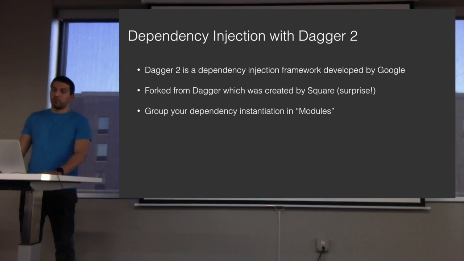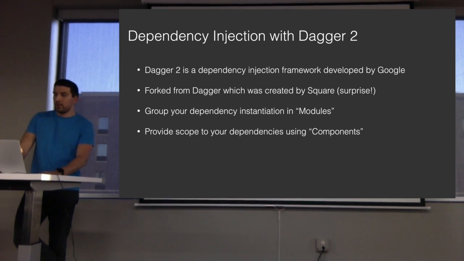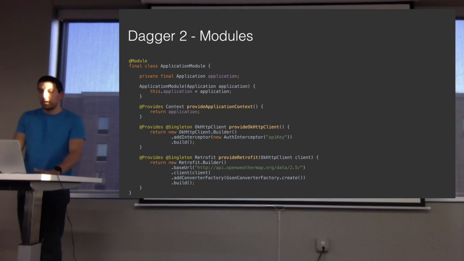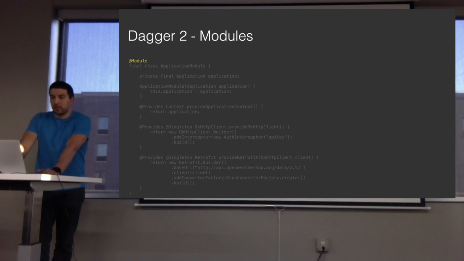You group your dependencies in classes annotated with module annotations. They're called modules in Dagger and Dagger 2. You can provide scope to these dependency graphs using components, and we'll go more into depth on that. So this is an example of a potential top-level module, and we'll go through it piece by piece here.